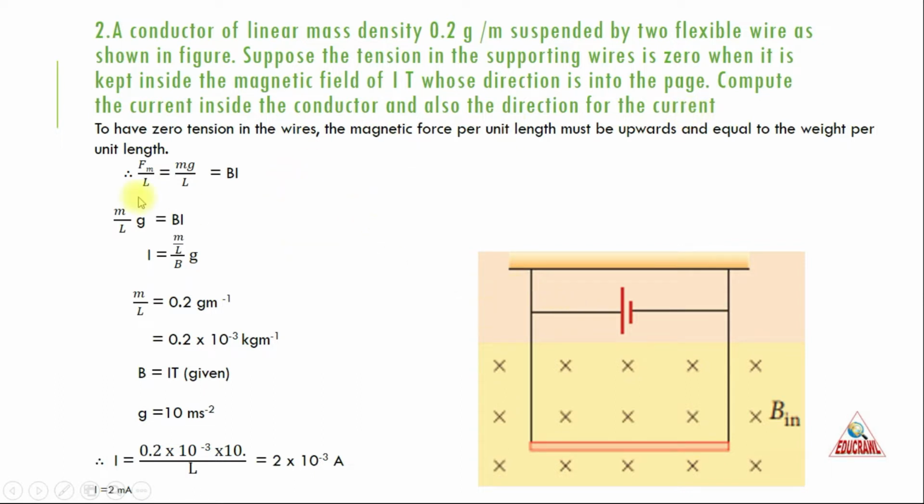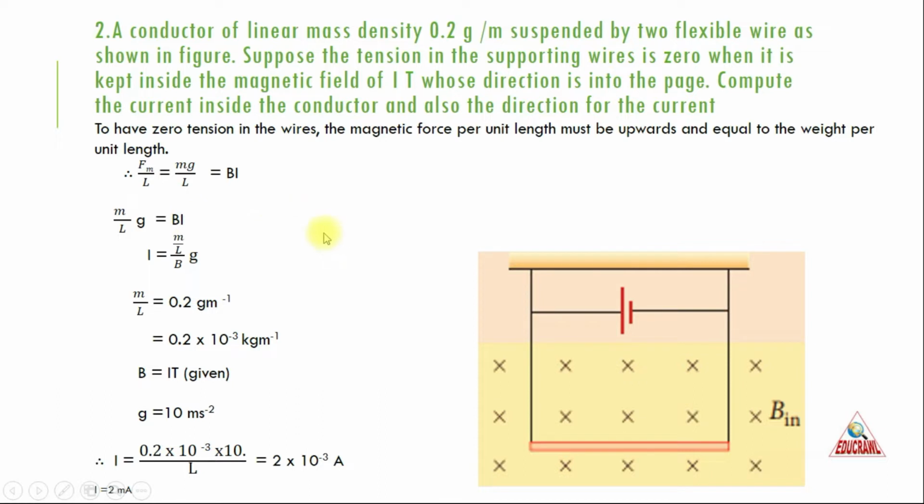So here a current carrying wire is kept in a magnetic field. It is acted upon by both the magnetic force and gravity. It is given that the tension in the supporting wires is 0. That is, both the forces are balancing each other. The force due to the magnetic field is balanced by the downward force, which is mg. So we equate mg divided by L, that is force per length, with the magnetic force per length, which is B into I. So when you equate, you get (m/L) g is equal to B I.